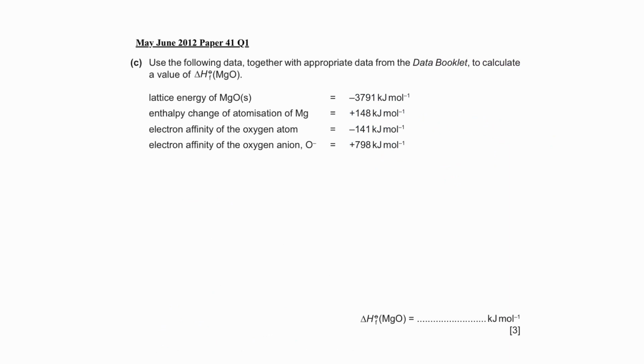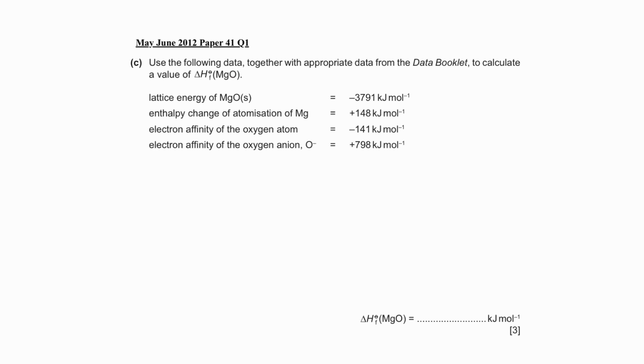The next to go is part C. The question wants us to calculate the enthalpy change of formation for magnesium oxide, making use of the given information and also some data from the data booklet. So we could construct a Born-Haber cycle in order to get this value.